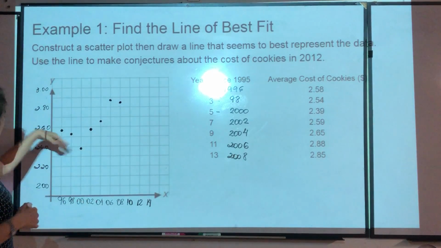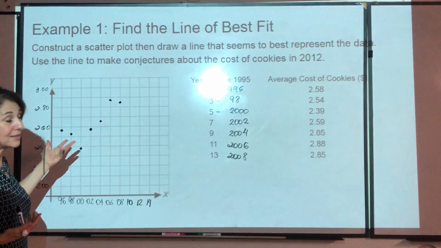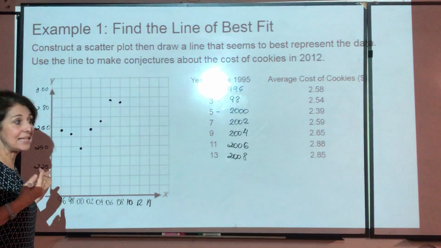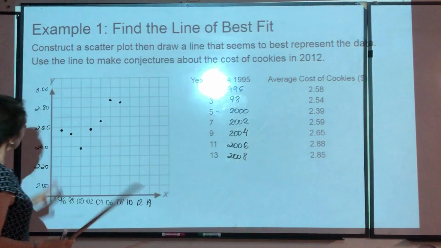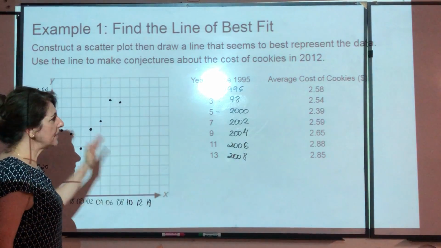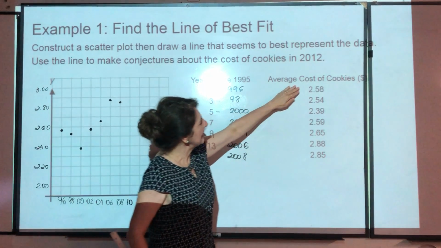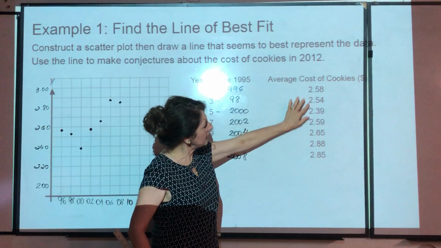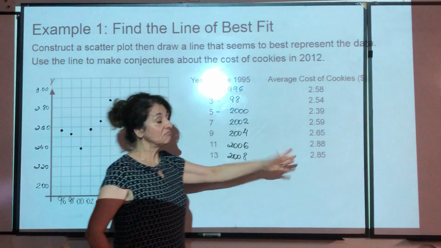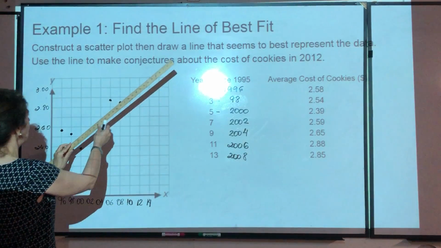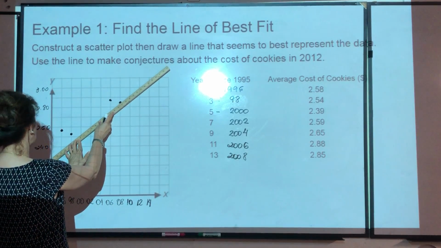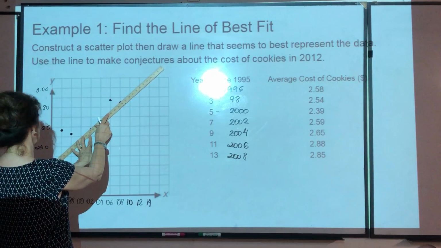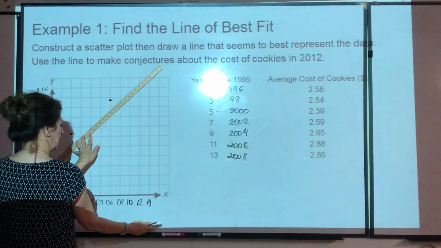You see how our points are all scattered. That's why this is called a scatter plot. So we have to draw the line that best fits over here. Our points in general, they are growing. The cost of the cookies is in general growing. '08 went down 2 years, but look, this is all kind of growing. So we are going to get our ruler here and see where we can get the most amount of points in our data.